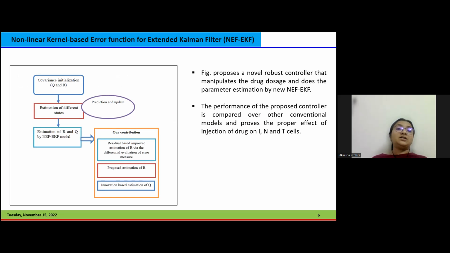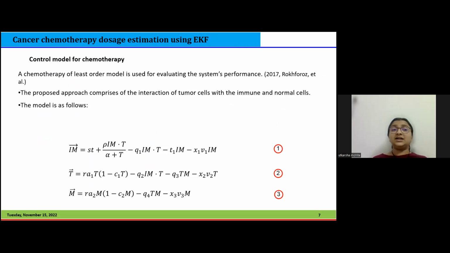Here, the non-linear error function based extended Kalman filter is used to observe the cells: when we give the drug to the patient, how many cells are going to die, and how many cells, the immune cells and the normal cells, are hampered by that drug. These are the prediction methods which we have used. The model which was discovered is the non-linear error function based extended Kalman filter.